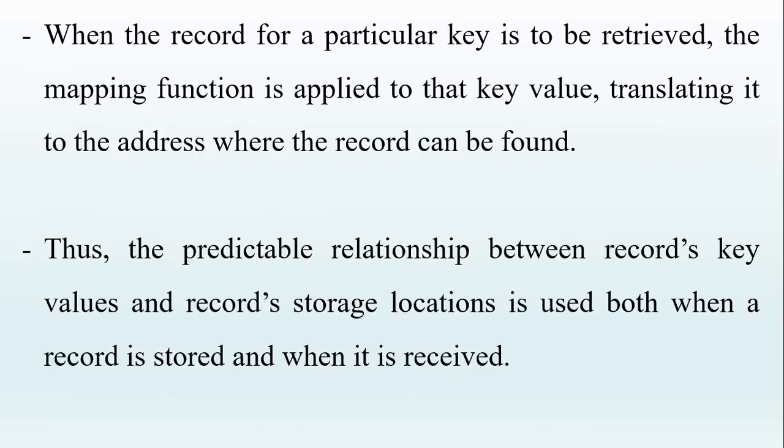Thus, the predictable relationship between record key values and record storage locations is used both when a record is stored and when it is retrieved.